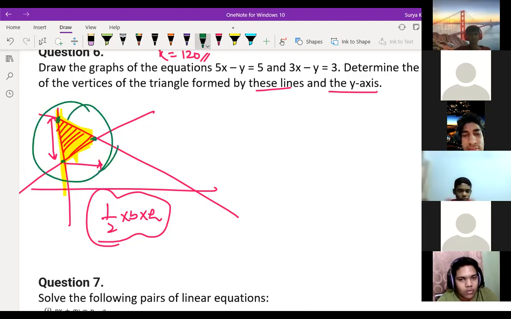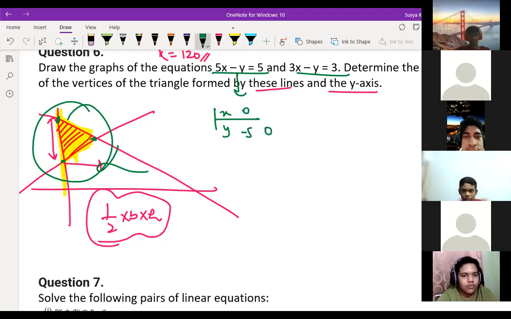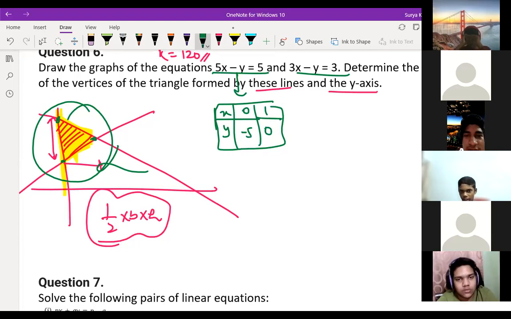This is completely wrong. But you just draw this diagram, okay? How to draw this? Yes, sir. You put x is equal to 0, then y is equal to -5. If y is equal to 0, you put x is equal to 1. Okay, children? Is it clear? Yes, sir.